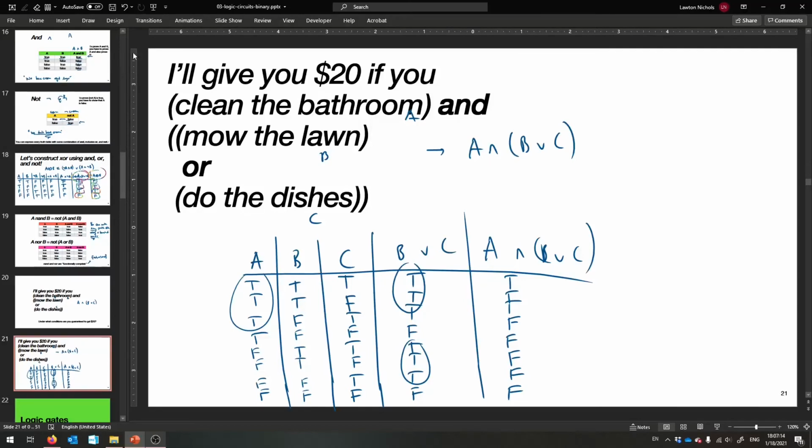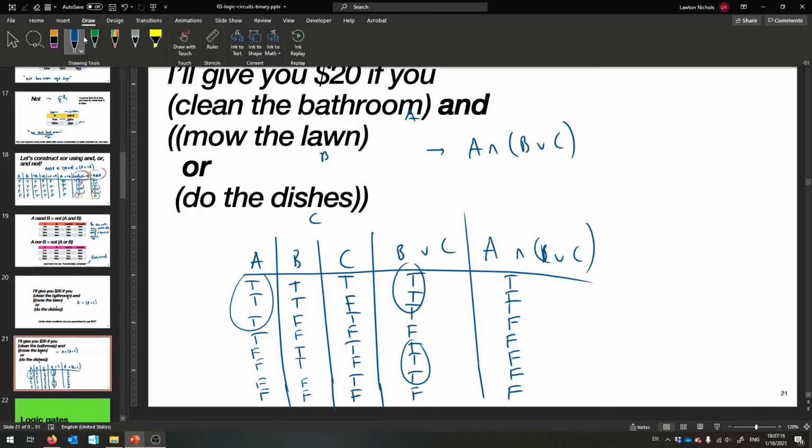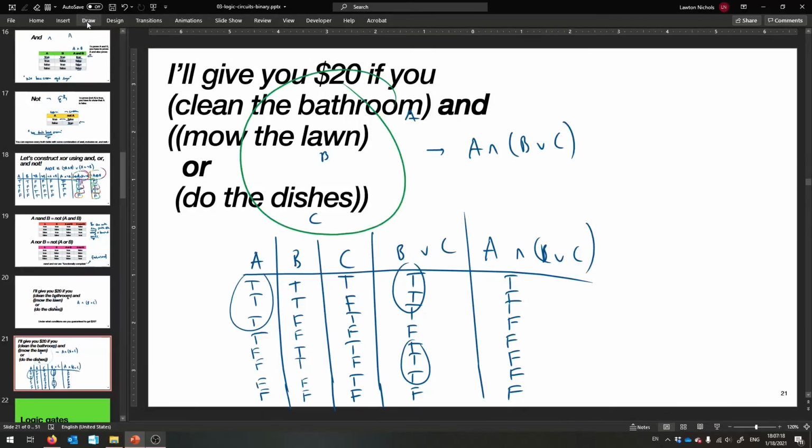So now we figured it out. All right, if mom's not lying to us, and this really is true, she's gonna pay us money. Here are the different ways that I will get 20 bucks. Either I can be the best son in the world, and I can clean the bathroom and mow the lawn and do the dishes. They're all true. I'll definitely get 20 bucks in that case.